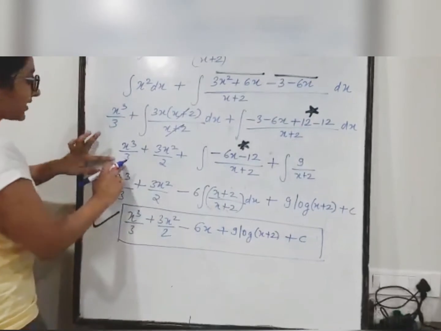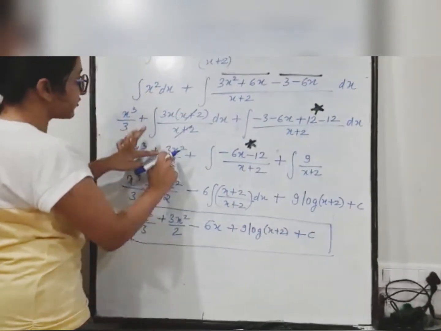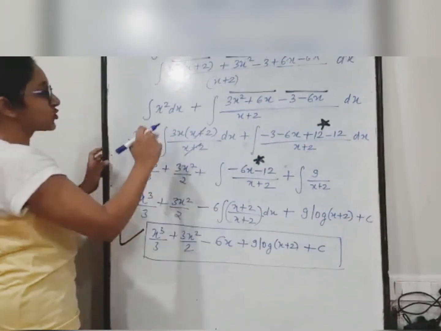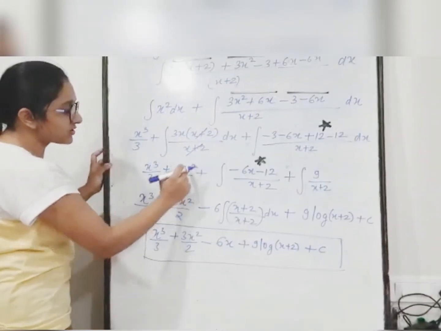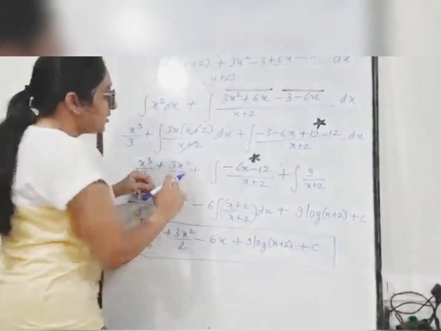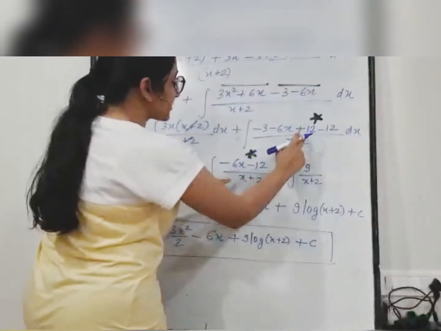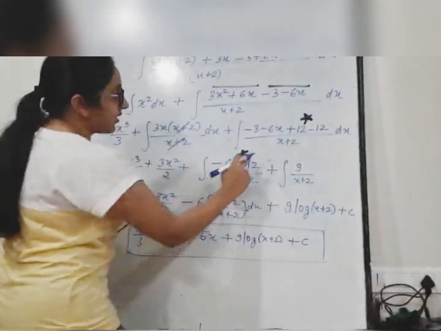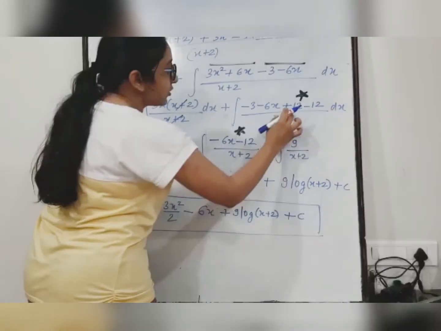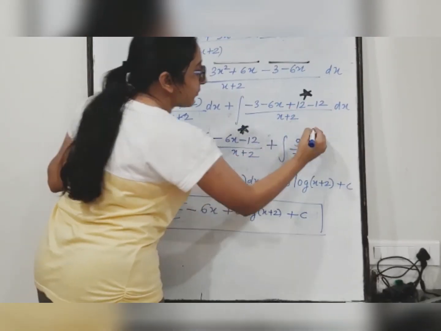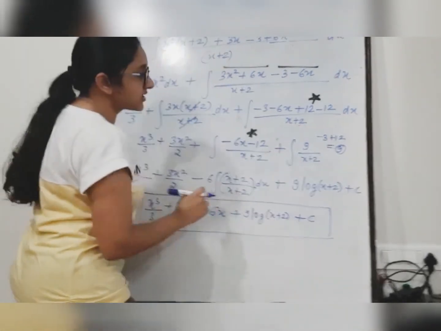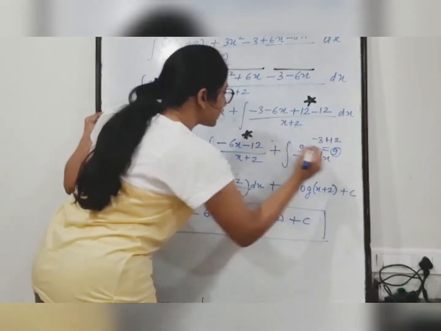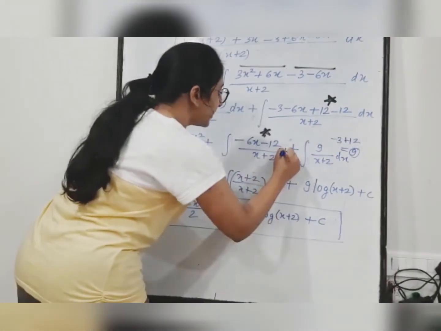So here x cube by 3 as it is, this 3x will give me 3x square by 2 as per the x to the power n formula. So n is 1, so 1 plus 1 divided by 1 plus 1, that is x square by 2. Then this minus 6x plus minus 12 I take as one bracket, and the other bracket is minus 3 plus 12. Minus 3 plus 12 gives me 9. So 9 comes here divided by x plus 2 dx. Okay, and here also dx.